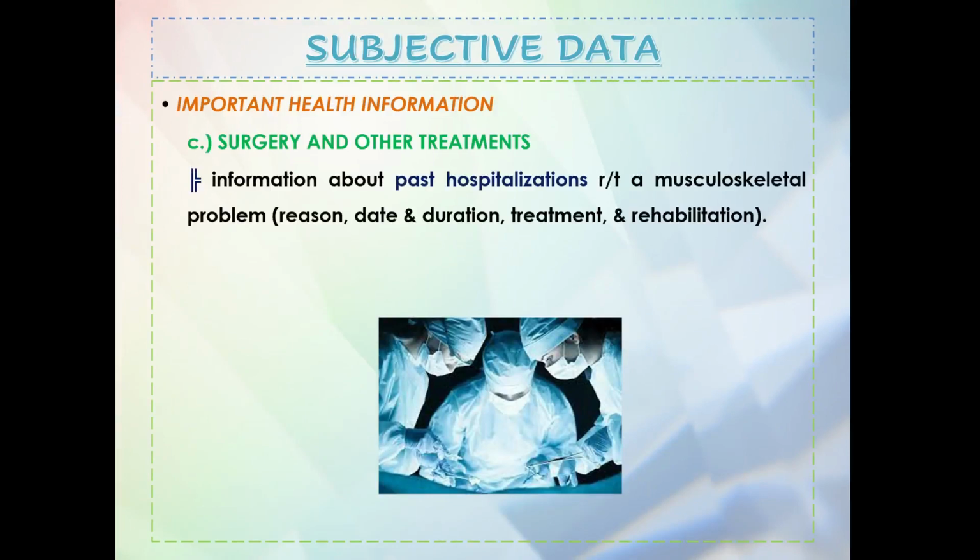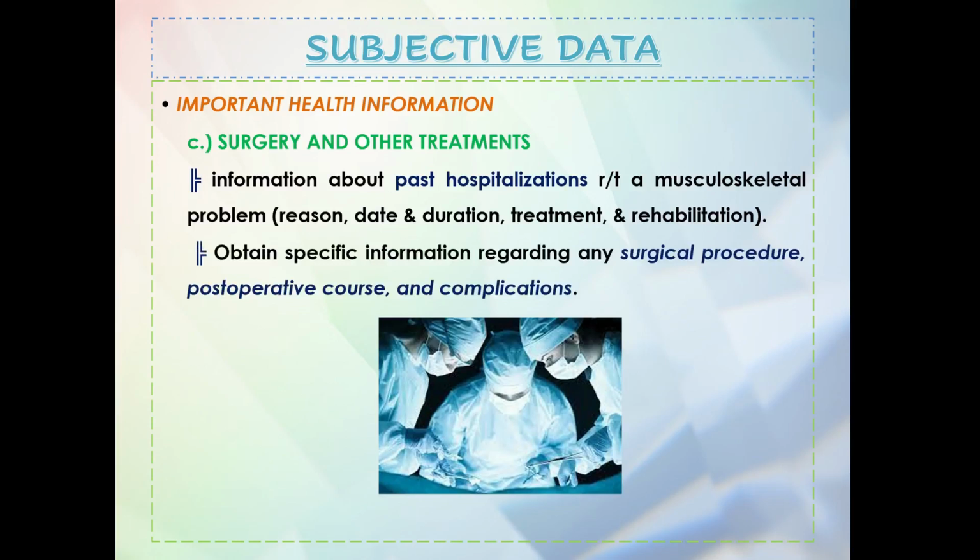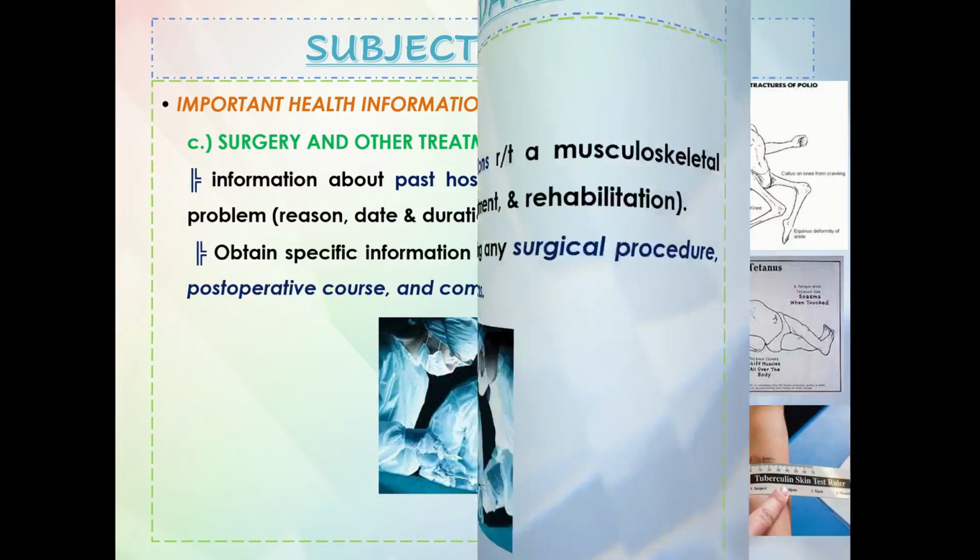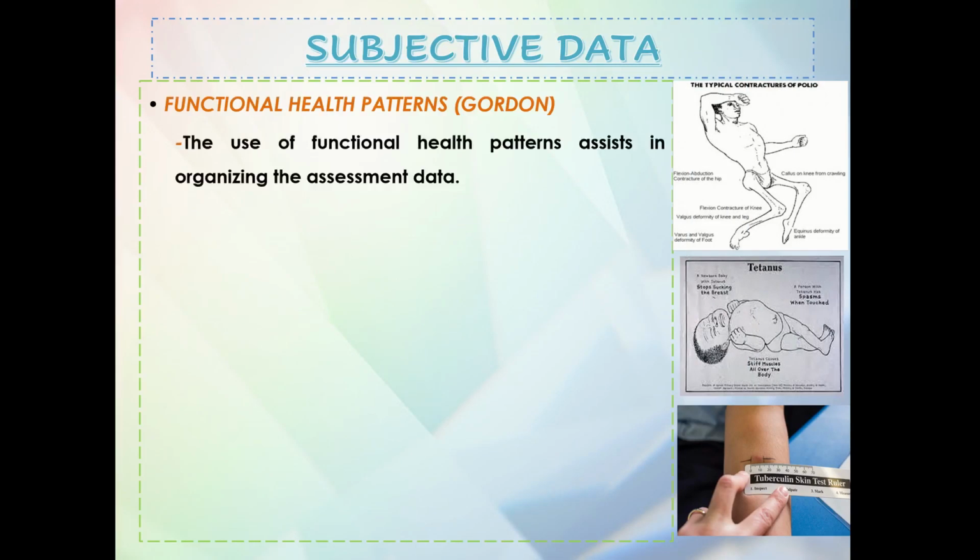So information about past hospitalizations related to a musculoskeletal problem, tinatanong natin yan. So we ask them about the reason kung bakit sila na-hospitalized, the date and duration, the treatment, and then the rehabilitation. And then you obtain specific information regarding any surgical procedure, post-operative course, and complications. Next, after asking those things, we may proceed with the functional health patterns.